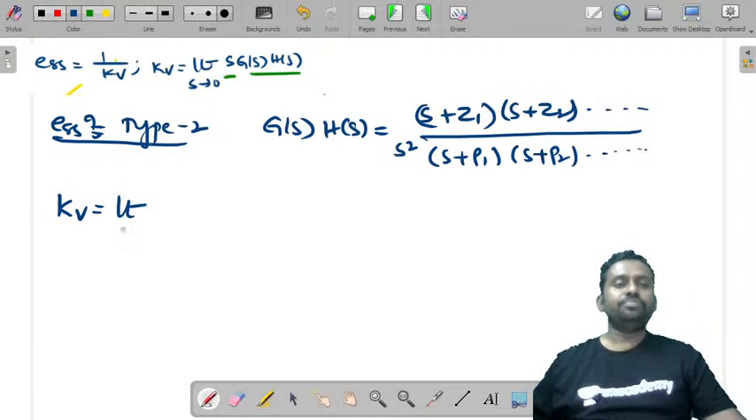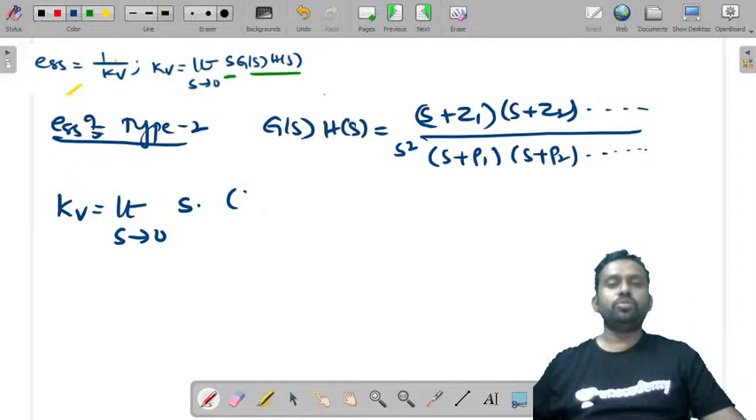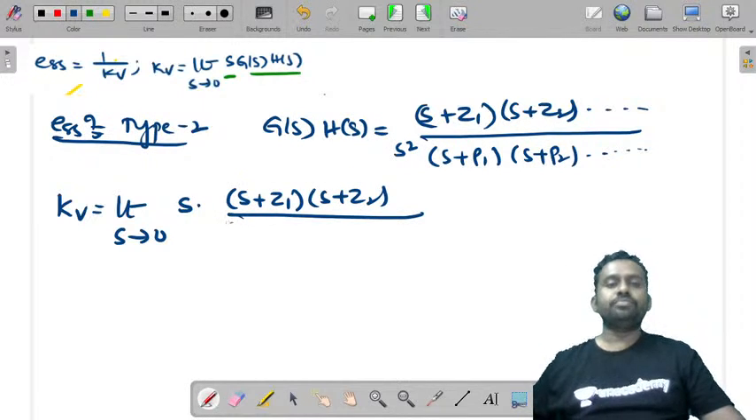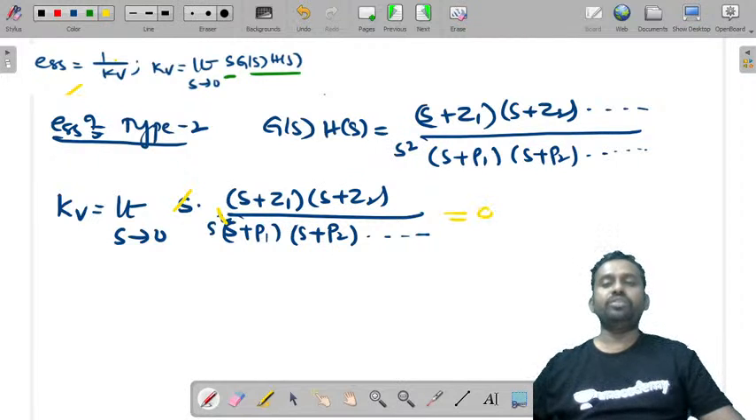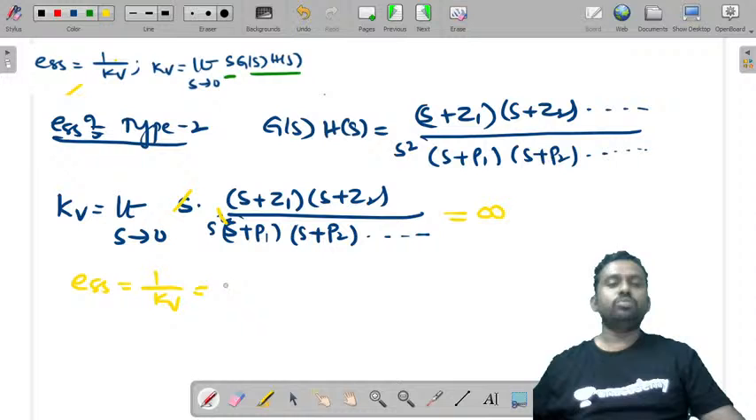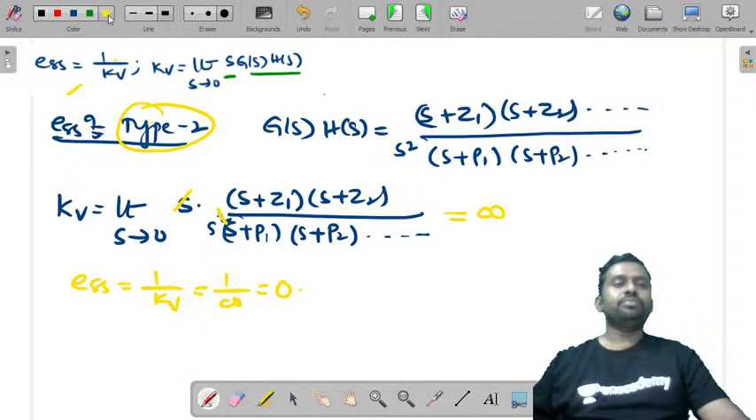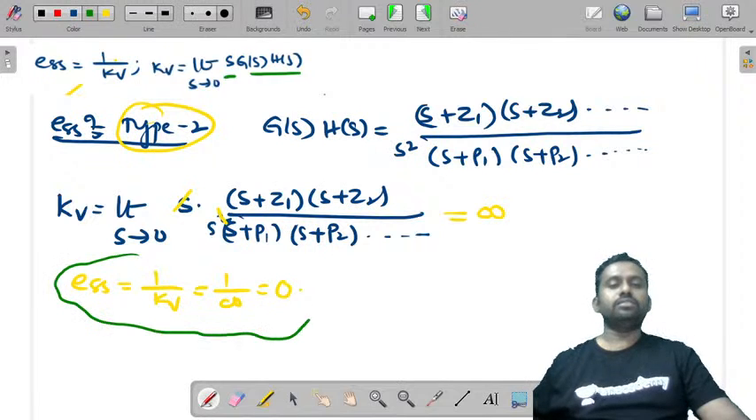Now first find kv value. kv is equal to limit s tends to 0 s into s plus z1 into s plus z2 by s square into s plus p1 and s plus p2 and so on. If you cancel s and s, one s is left here, so limit when s tends to 0, kv value will be something by 0, which would give you an infinite value. So here steady state error in this case is 1 by kv, which is 1 by infinity, which is 0. Now for type 2 system, steady state error is 0.